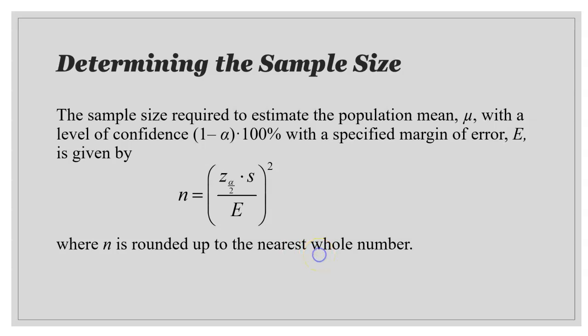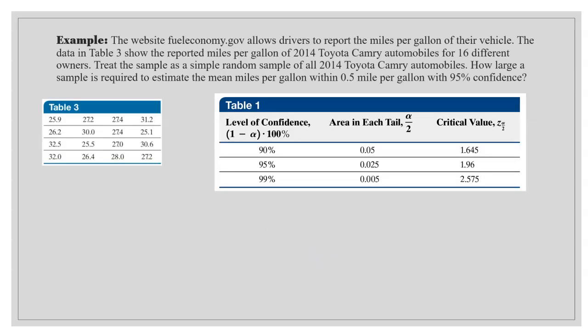So here's an example. Using that same example we used, the website fueleconomy.gov allows drivers to report the miles per gallon of their vehicles, and we still have the 16 samples from 16 different owners. But this time we want to figure out how big of a sample we will need to get a 95% confidence level with a margin of error that's within 0.5 miles per gallon. All right. So in order to get a 95% confidence interval, we need to know the critical value for that. And the critical value is going to be this 1.96 if we use this level of confidence table.